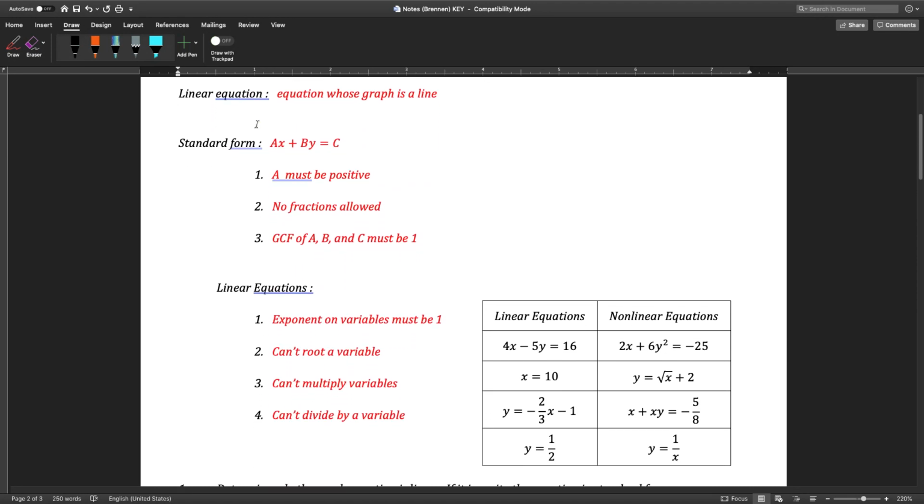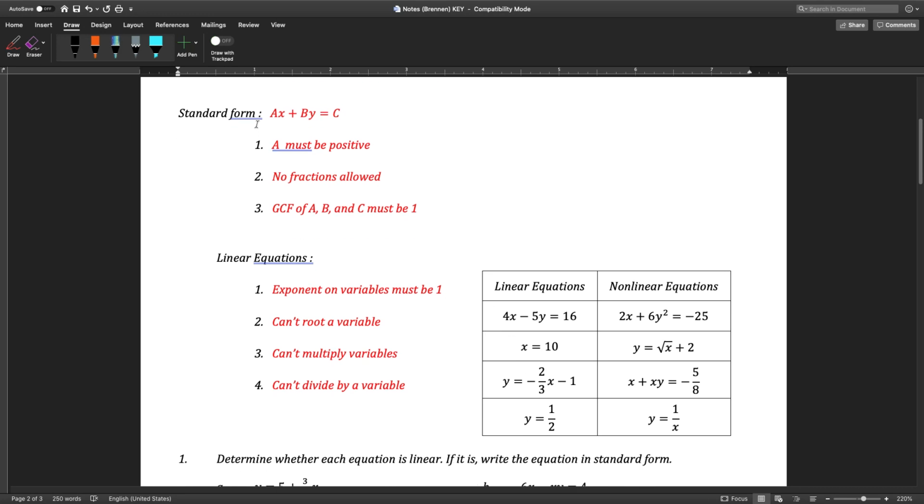Our first definition is a linear equation. A linear equation is an equation whose graph is a line. So anytime we have an equation whose graph is a straight line, then we know that we're talking about a linear equation.